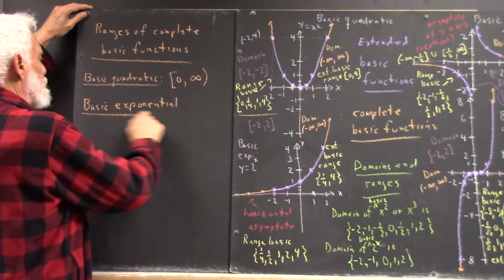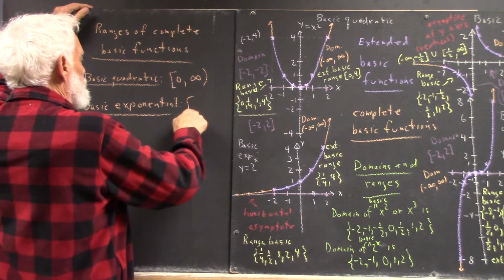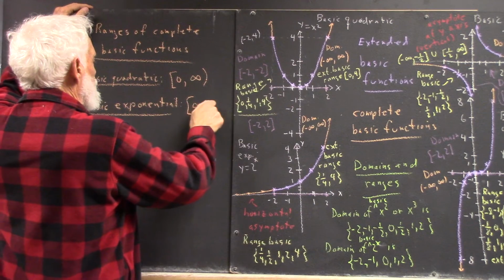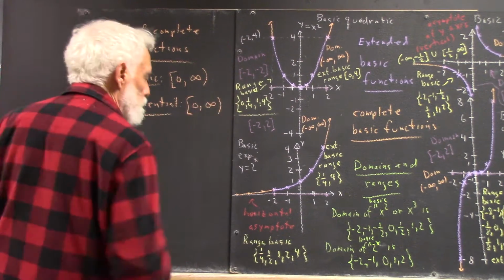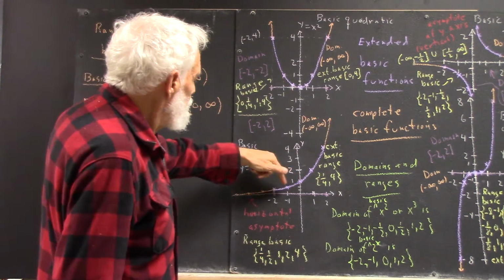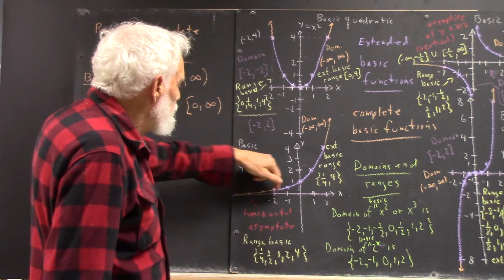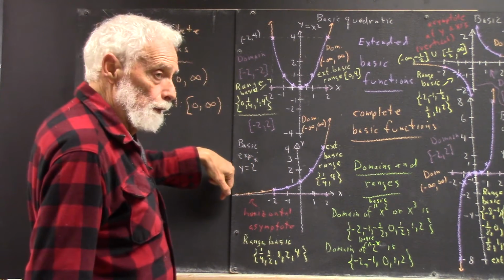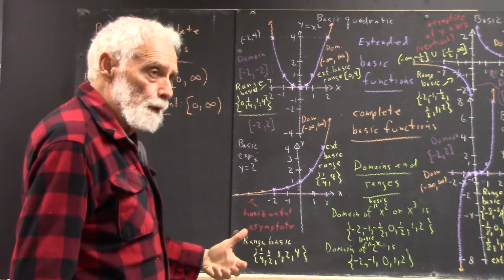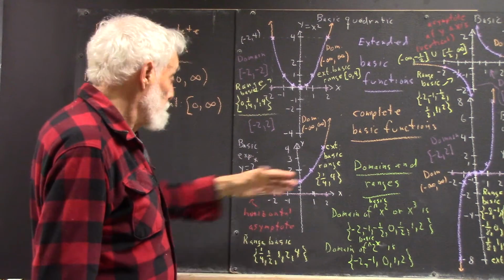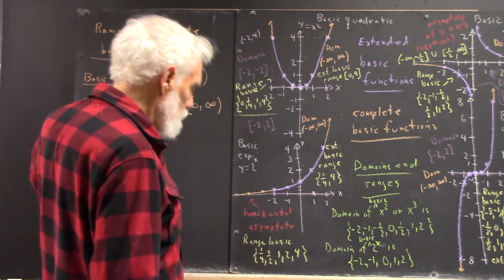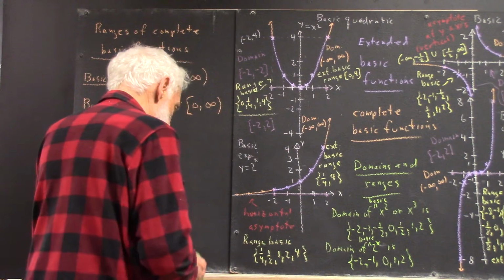Basic exponential function. The range is, again, 0, infinity. We've seen that if we take bigger and bigger negative numbers, we go further and further in the negative direction, we get reciprocals of higher and higher powers of 2, which approach but don't reach 0, and I just said it, and I wrote it wrong.